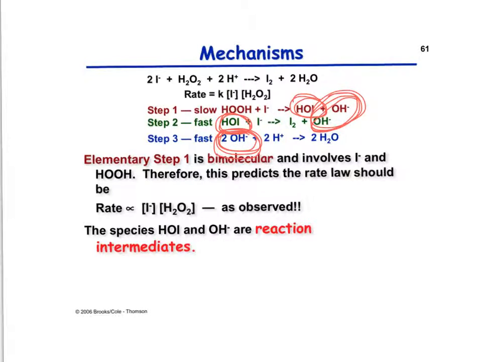mechanism. So that means they're not going to be in your overall rate equation. And guess what? They're not. So see up here, they are not. All right, so this is looking pretty good. Let's take another example.